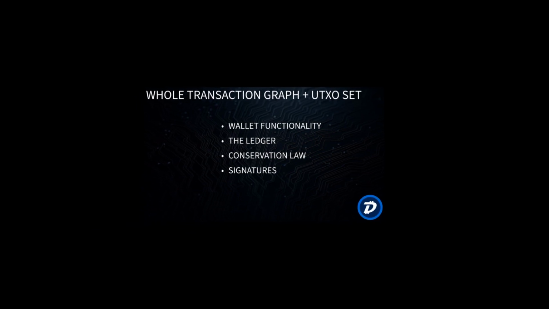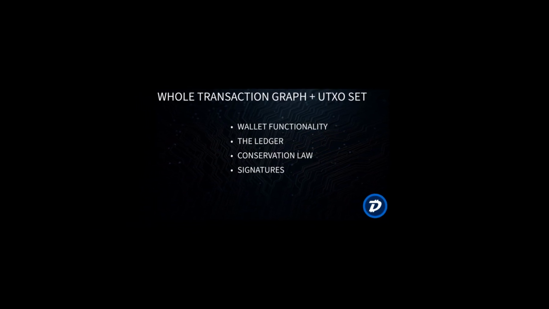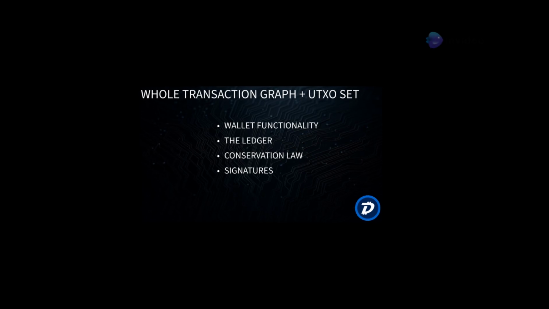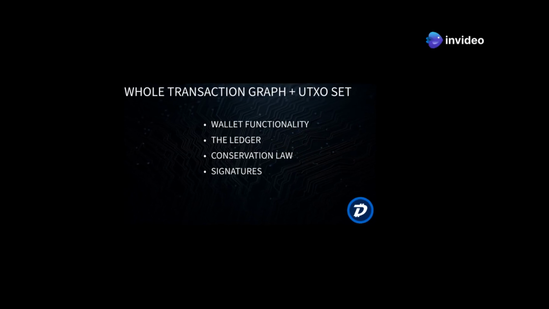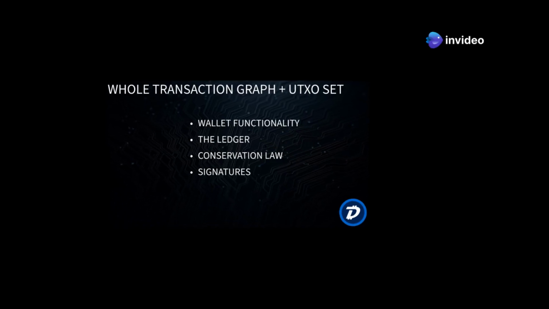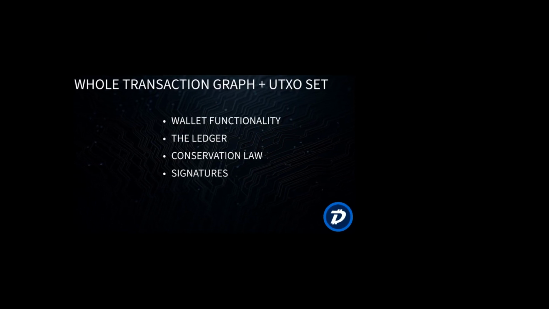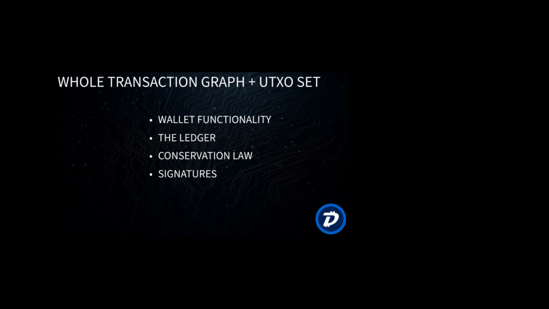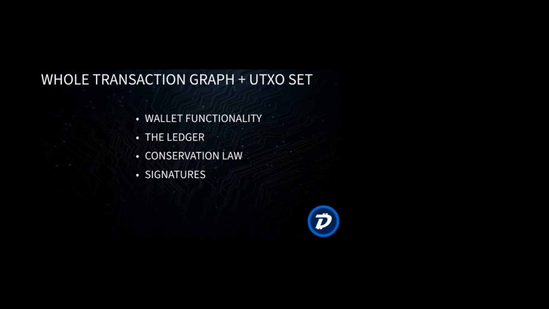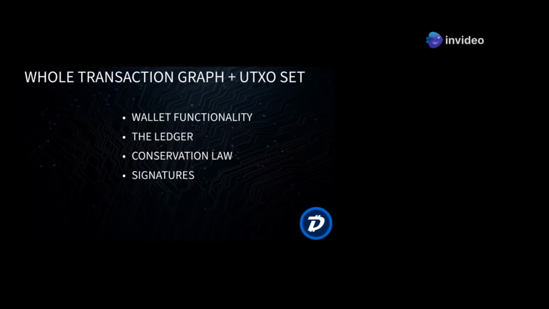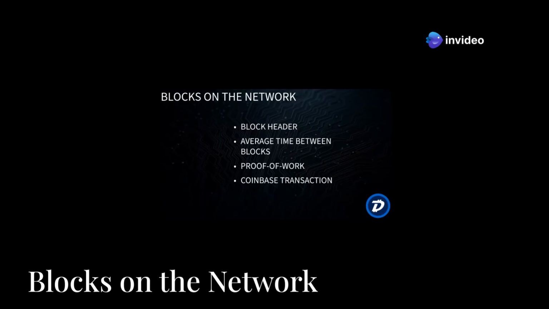The concept of conservation law in DigiByte addresses mechanisms that prevent double spending and ensure the integrity of the transaction ledger. The network maintains a consistent and tamper-proof ledger using cryptographic proof of work and a distributed timestamp server. The sum of all inputs must equal the sum of all outputs. Now let's dive into blocks on the network.